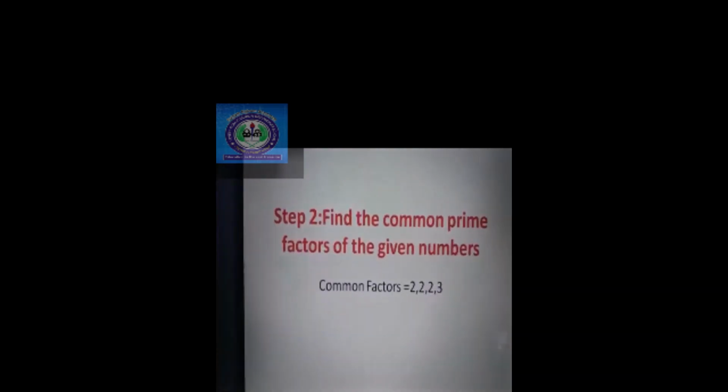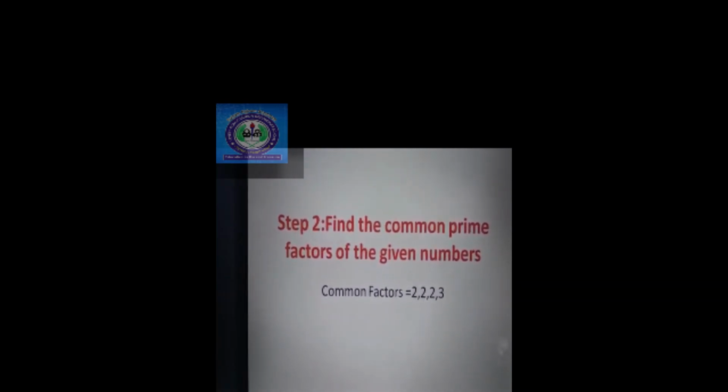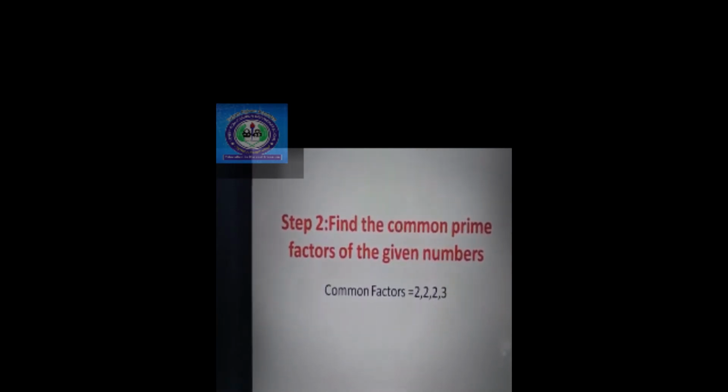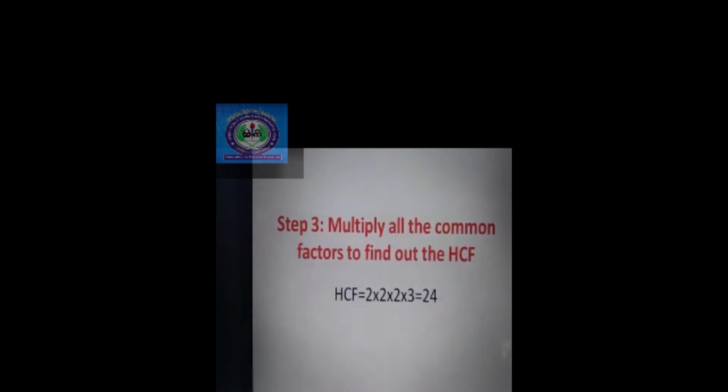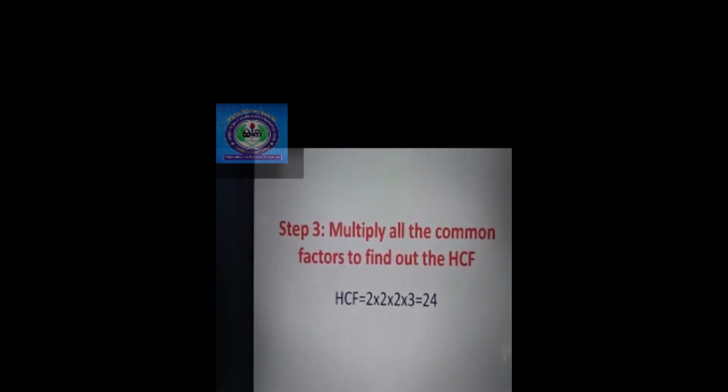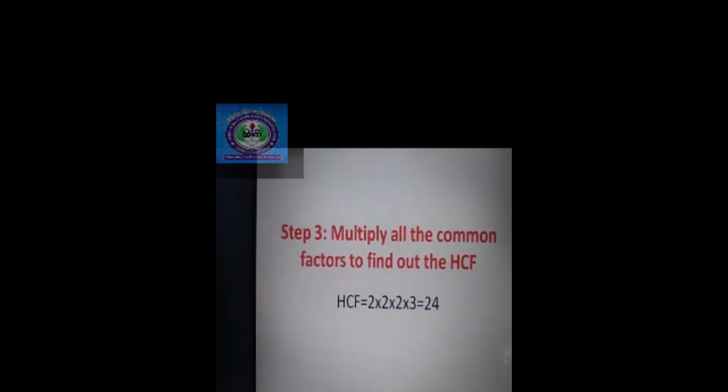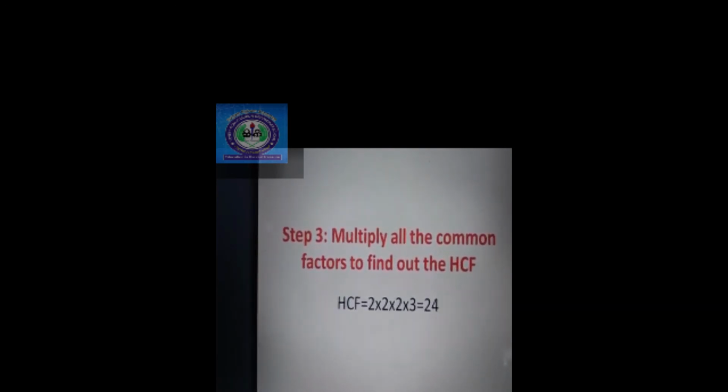So let's learn about the second step. In the second step, we have to find the common prime factors of the given numbers. So the common factors are 2, 2, 2 and 3. Step 3: multiply all the common factors to find out the HCF. So the HCF is 2 into 2 into 2 into 3, that is 24. The HCF of two or more numbers is the greatest common factor of all the given numbers.